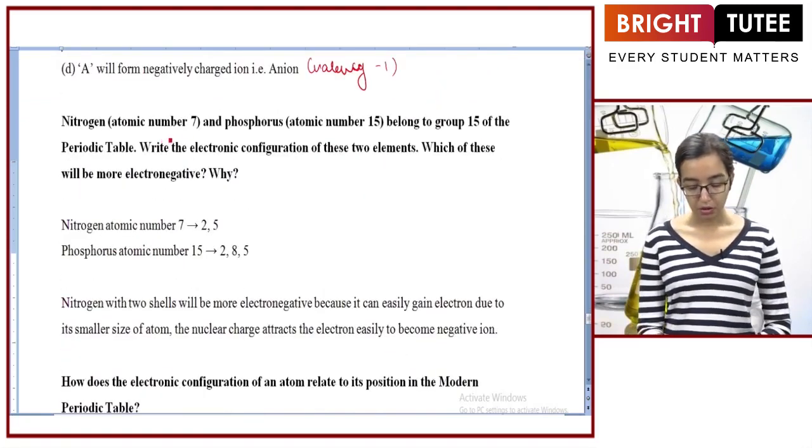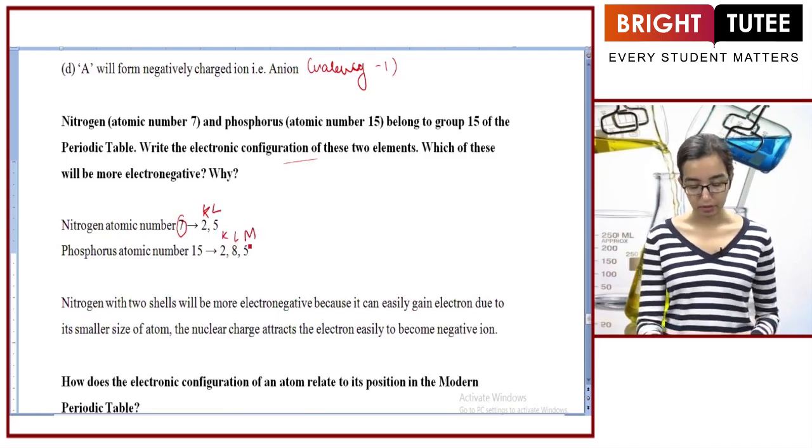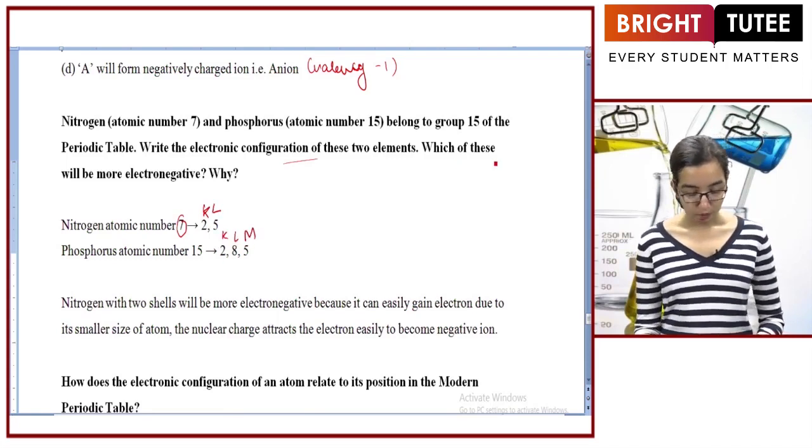So nitrogen with atomic number 7 and phosphorus with atomic number 15 belong to group 15 of the periodic table. We write the electronic configuration of these two elements. So as you've seen here that 7 would be divided as 2 and 5 in K and L shells, and for phosphorus again it would be K, L, M shells with 2, 8, 5 configuration. Which of these will be more electronegative and why?